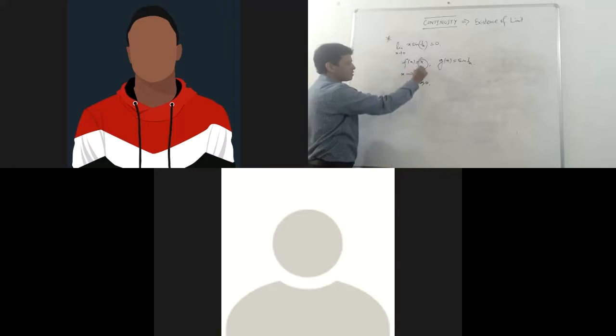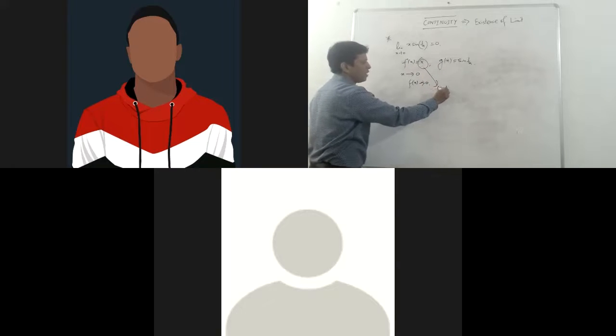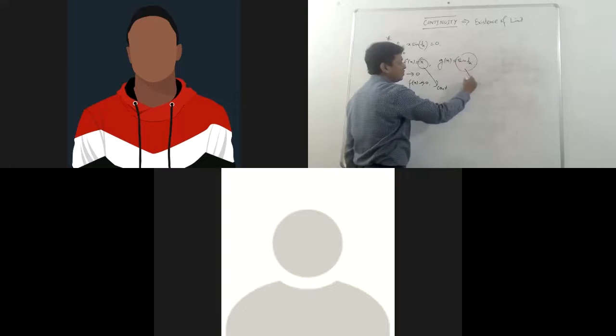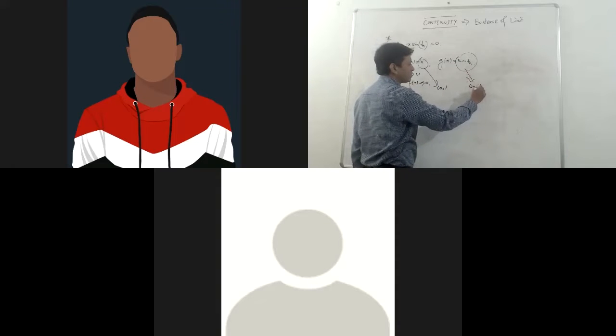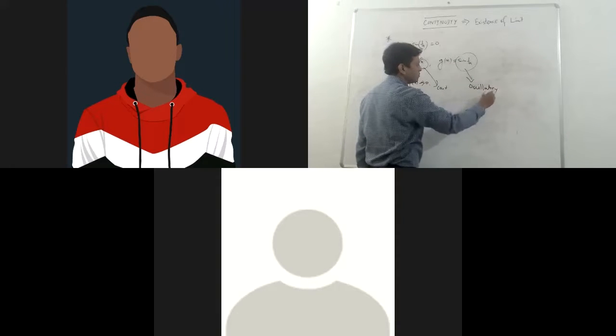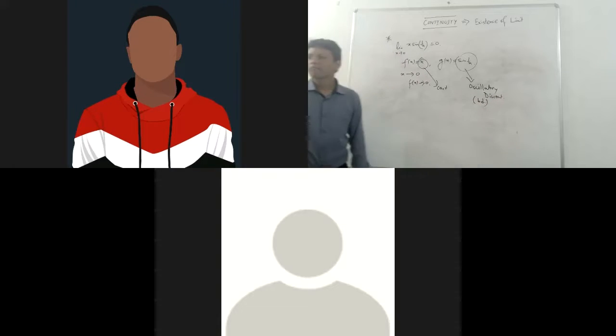And f(0) equal to 0. This is continuous. And just now you have seen, sin 1/x is oscillatory discontinuous, but bounded. Their product is continuous. The product will be a continuous function because the limit is 0 and the function value is 0.